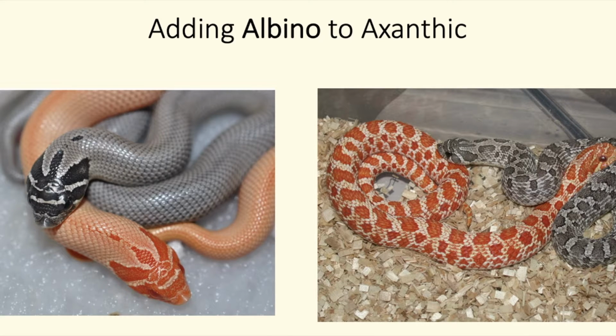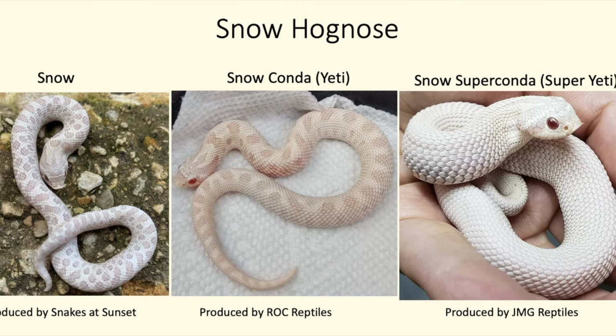Now let's start combining the albino with other recessive genes. This combination is probably the most popular: when you mix the albino and the axanthic. The albino lacks melanin, and the axanthic lacks that orange and red pigment. When you mix these two together, you get the snow. This is probably the most popular morph combination right now in hognose snakes. If you want to get into hognose snakes and make quick money, the snow is probably the project you want to invest in.